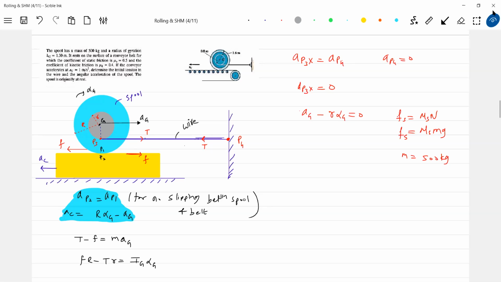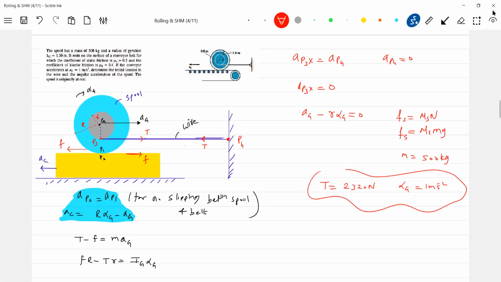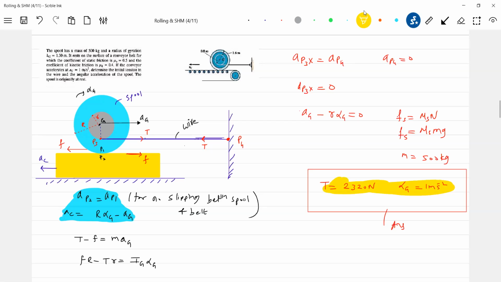I'll give the answer, sir. Later on, you can check it. Determine the initial tension: 2.32 kilonewton. Angular acceleration 1 meter per second square. Verify the answer later on. Let me take the next problem.